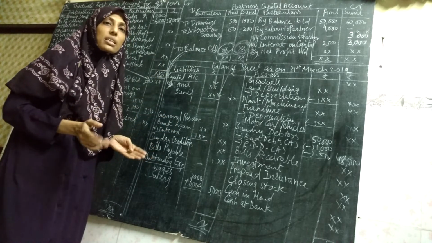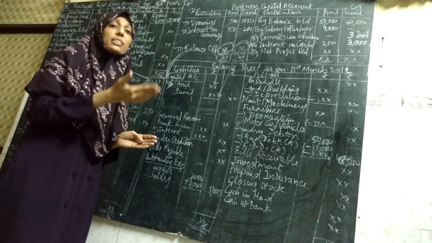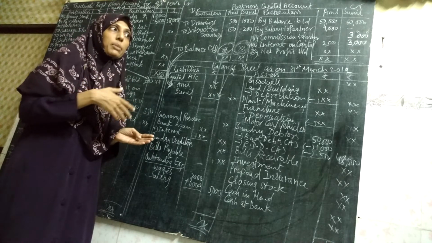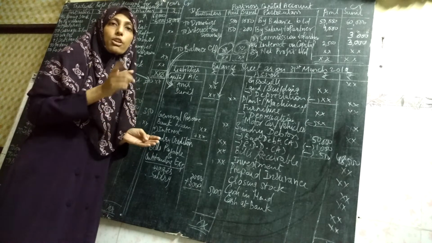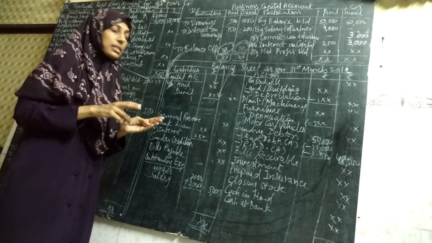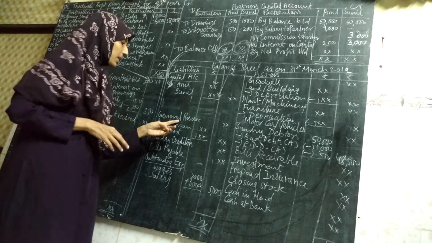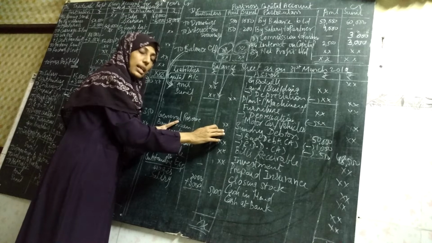Why do we create reserve? We create reserve in order to meet some contingencies, which may be fire or flood. So in order to deal with such an accident, the general reserve is created. So the reserve is shown on the liability side.